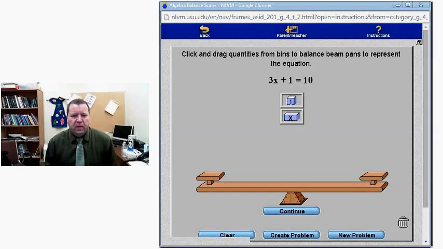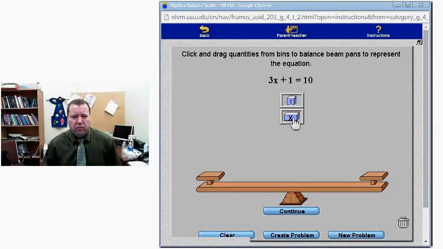Good day, everyone. In this video we are going to look at how to solve a linear equation using balances or scales. And to begin, we're going to look at the question 3x plus 1 is equal to 10, and we're going to solve that using a scale.